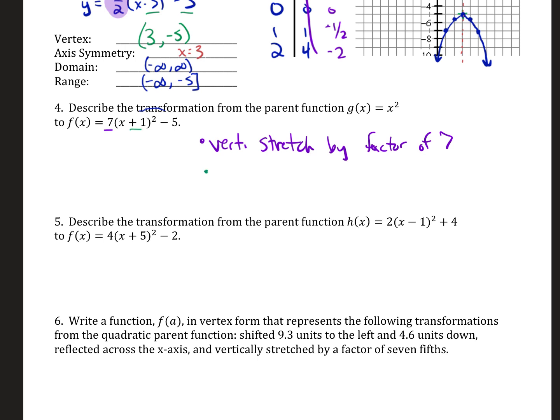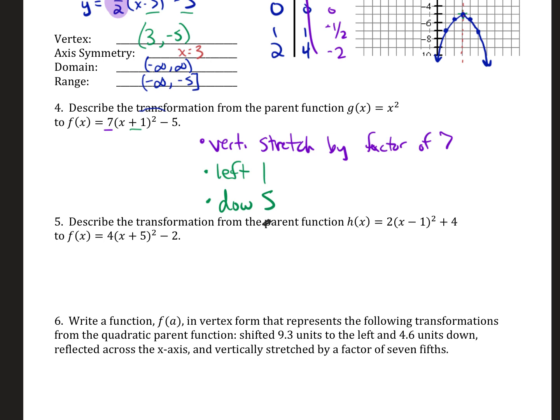Horizontal shift left 1. Yeah, a horizontal shift left 1. Okay, that plus 1 with the x is sideways, and it goes against its sign, so it's going to the left. And then how about one more? Yeah, thank you. Down 5, down 5. Cool. That one's nice because it's just from the parent function. Look at number 5, though.